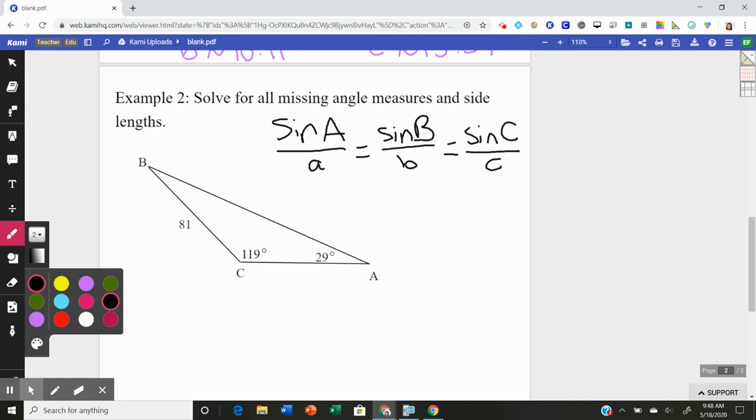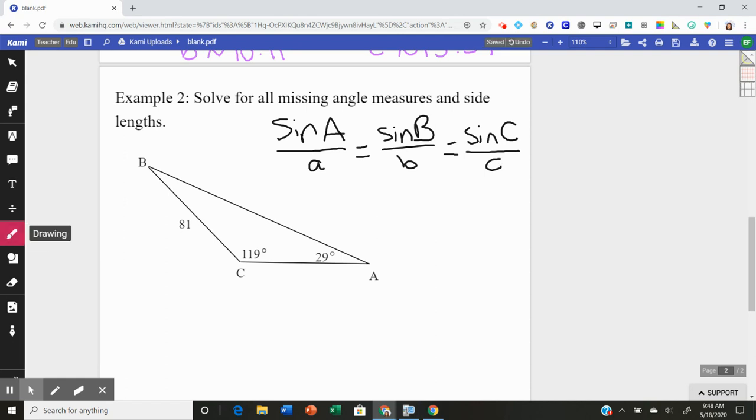So like I said, if you want to pause the video, go right ahead and do it. I'm going to head right into the problem right now. So I know that A is going to be 81 units long. Here's going to be my side C, and here's going to be my side B, directly opposite from their corresponding angles. So if I start filling into my formula here, I'm going to have sine of 29 over the opposite side, which is 81, is equal to the sine of B.